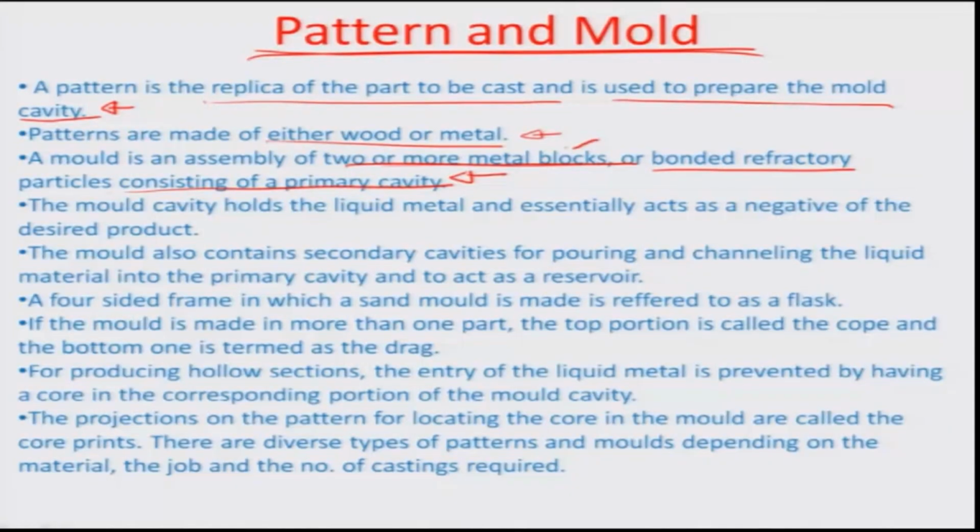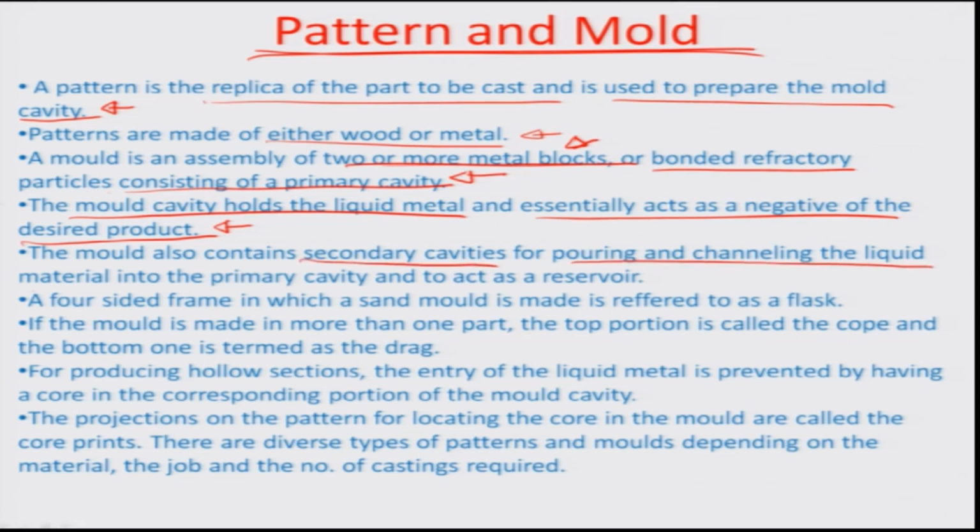making the mold. So, therefore, it is an assembly of 2 or more metal blocks, as has been rightly indicated here. The mold cavity holds the liquid metal and essentially acts as a negative of the desired product, as I have already discussed. Molds also contain secondary cavities for pouring, channeling, etc., of the liquid metal into the primary cavity, and also sometimes there is a cavity which acts as a reservoir for flowing the metal.